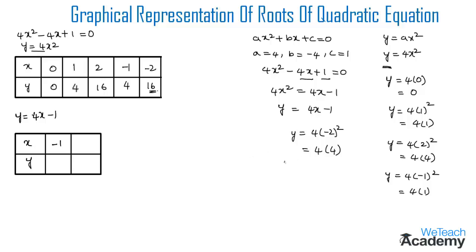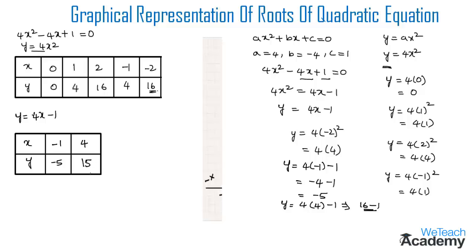So by substituting we get y is equal to 4 into minus 1 minus 1, that implies minus 4 minus 1, which gives the value minus 5. So let us write minus 5 over here. And then now let us consider the value of x as 4. Then the value of y would be 4 into 4 minus 1, that implies 16 minus 1. So here 16 minus 1 would come as 15. So let us write 15 over here.